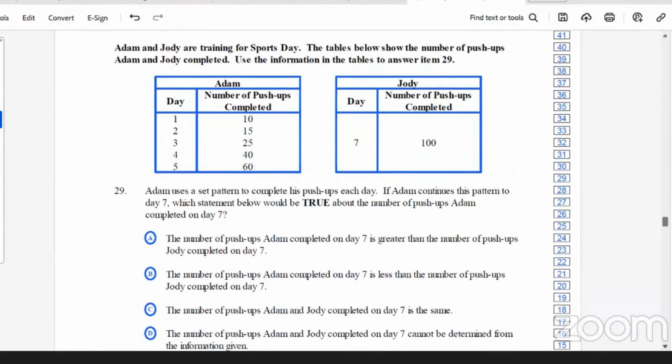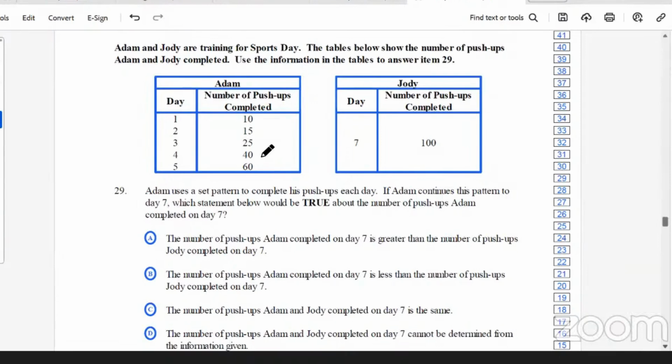Okay, so let's look at the pattern to see how much he would complete for days 6 and 7. So from day 1, there was an increase of 5. And then on day 2, there was an increase of 10. Then from day 3 to 4, there was an increase of 15. And then from day 4 to 5 an increase of 20. So 5, 10, 15, 20. So pretty much each day is adding an extra 5 to the total.